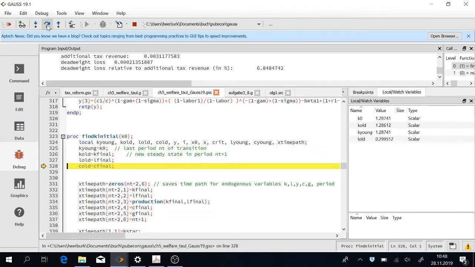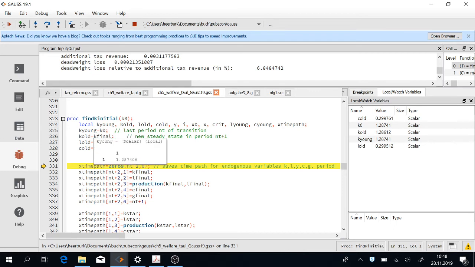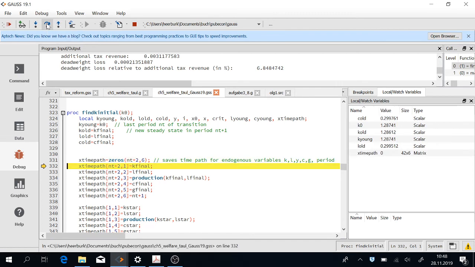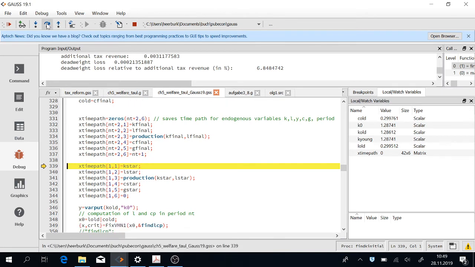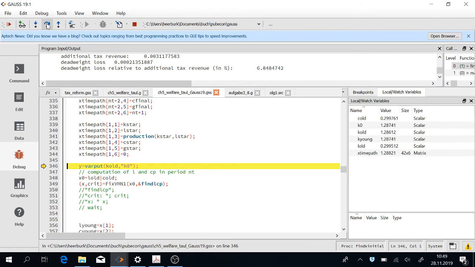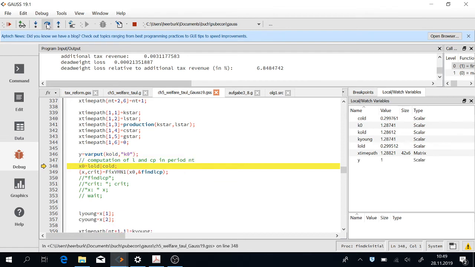So here we have the k young, which is our initial value k40 for our backwards iteration. We store the solution to the global variable x time path so that we can graph it later. So we have the final value, we have the initial value of this dynamics, we store k old to k0, which helps us to compute L and C in the procedure find LCP. So for given capital stock in period 40 and 41, for given labor and consumption in period 41, we can compute labor and consumption in period 40 in the procedure find LCP. Just like I discussed above, this is step 5.1.